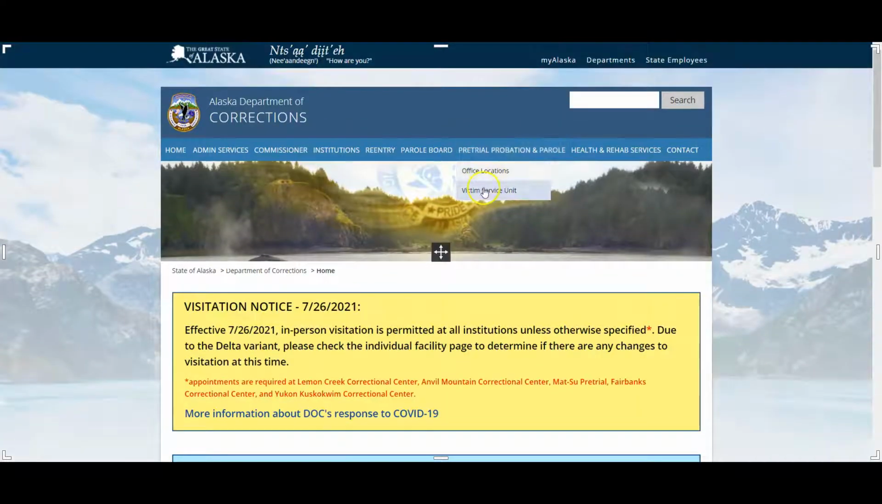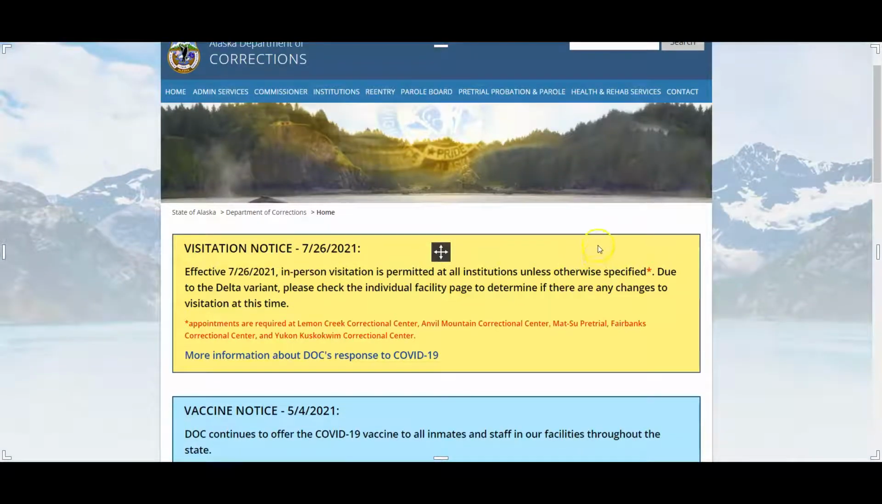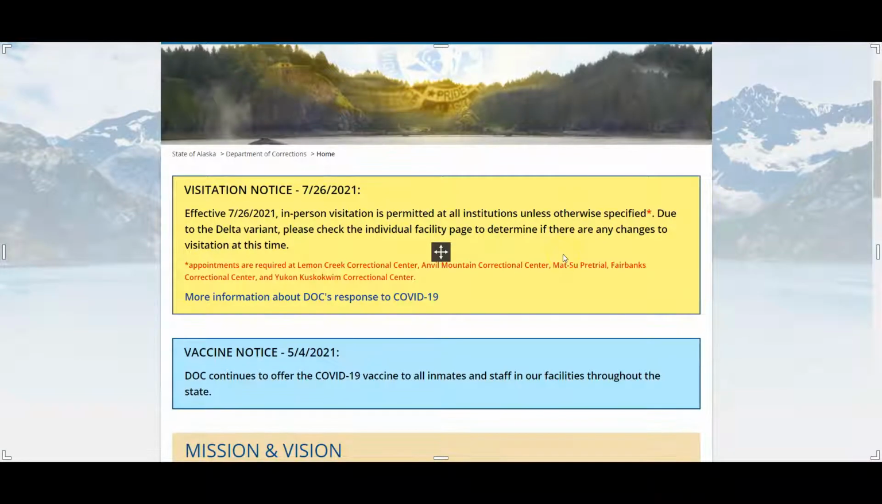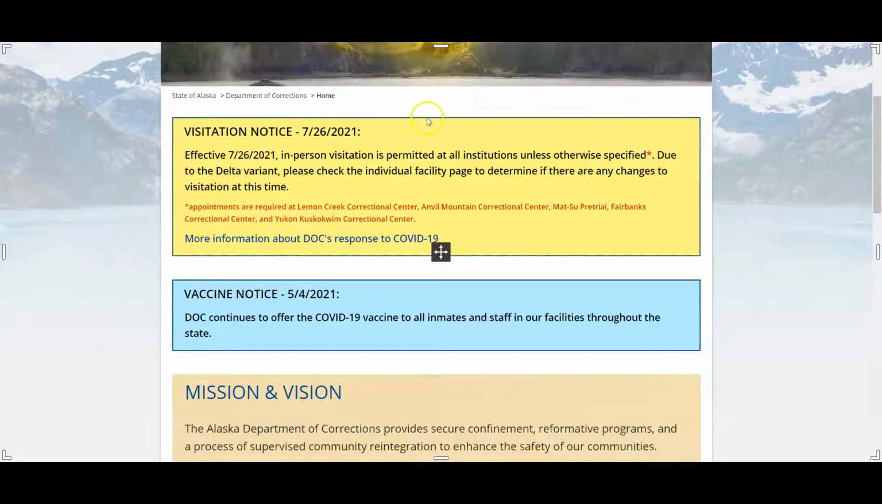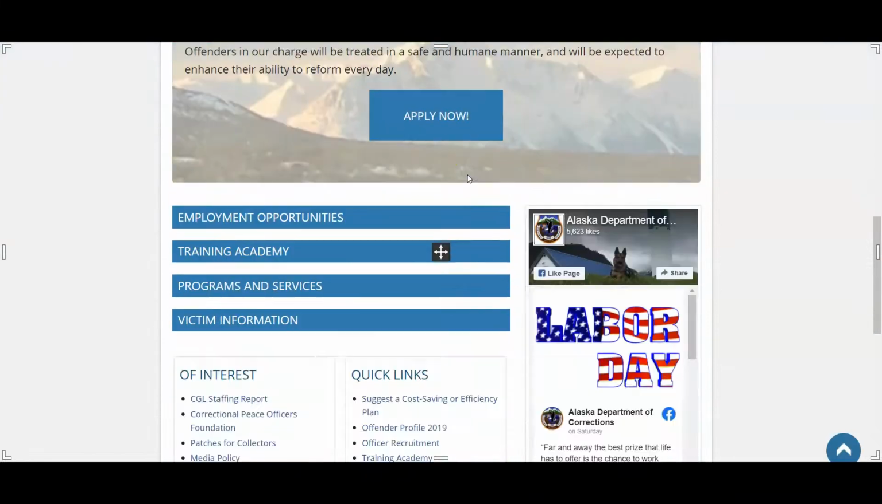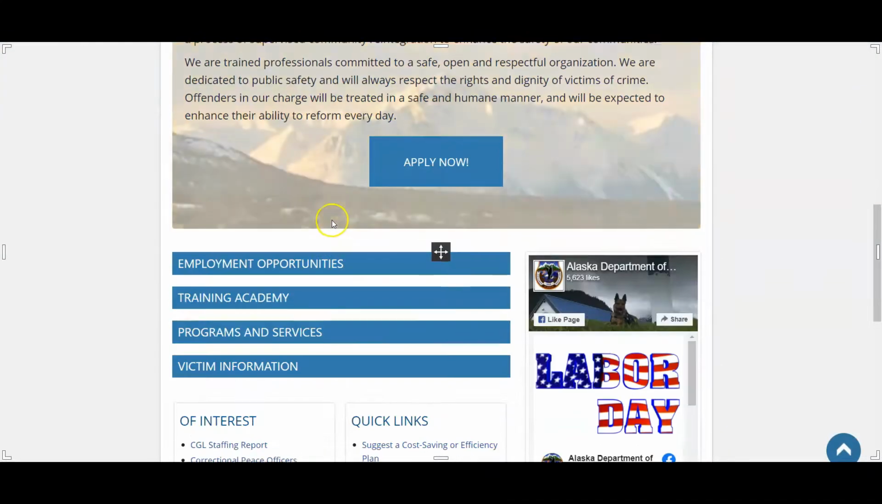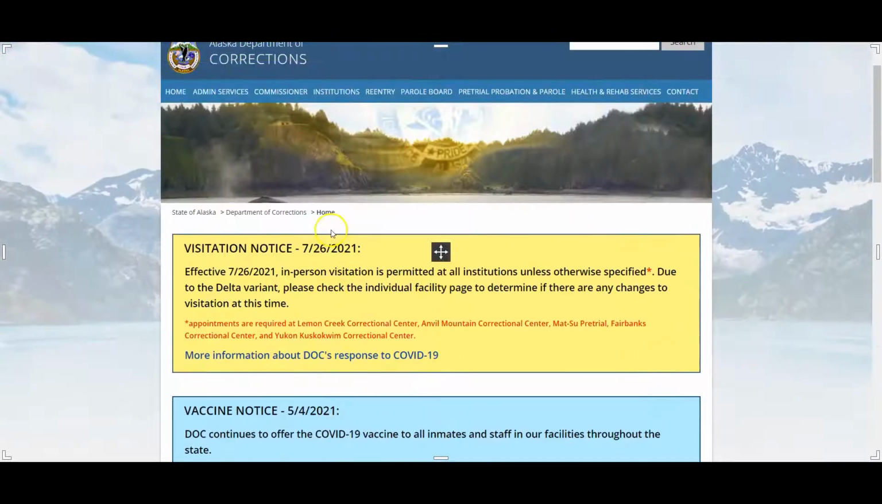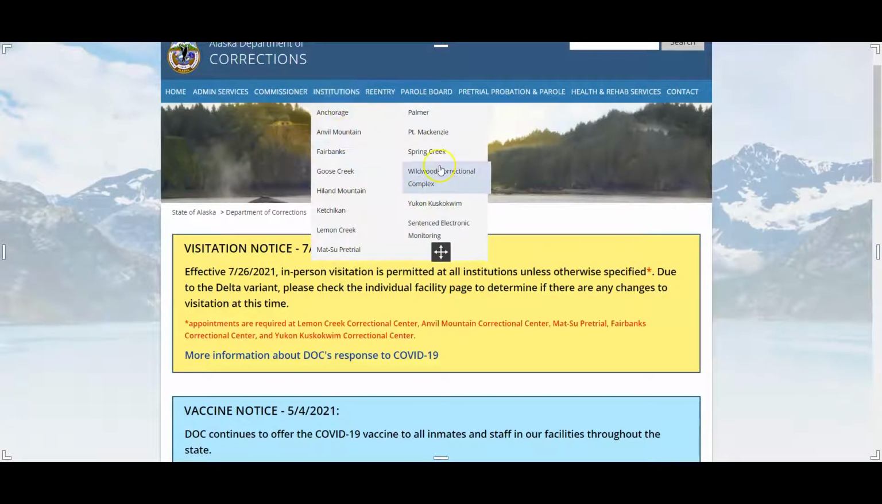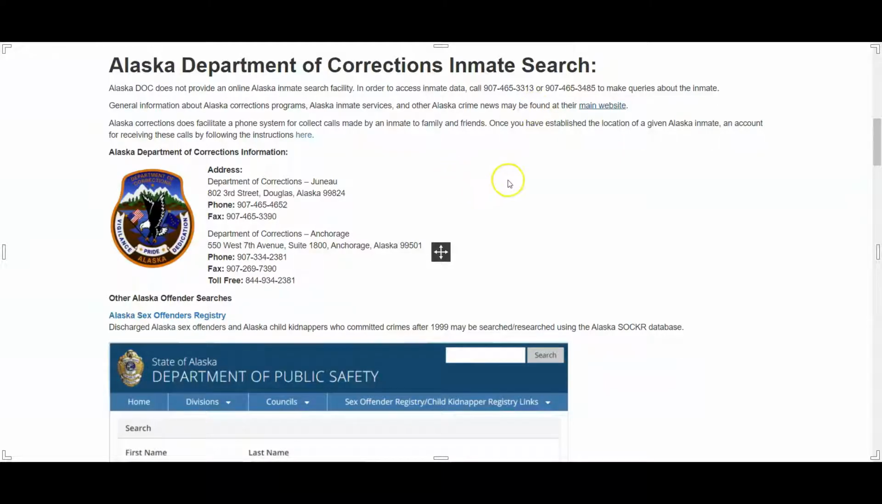The DOC does have a pretty good page themselves, and we have a link to this on our page also so that you can get taken directly to here. And you are able to see general information on visitation, and there are also links to the different facilities, some helpful hints on here also. But like I say, unfortunately, the biggest thing, they don't have a searchable database. So that makes it a little bit trickier if you're looking for someone in Alaska.